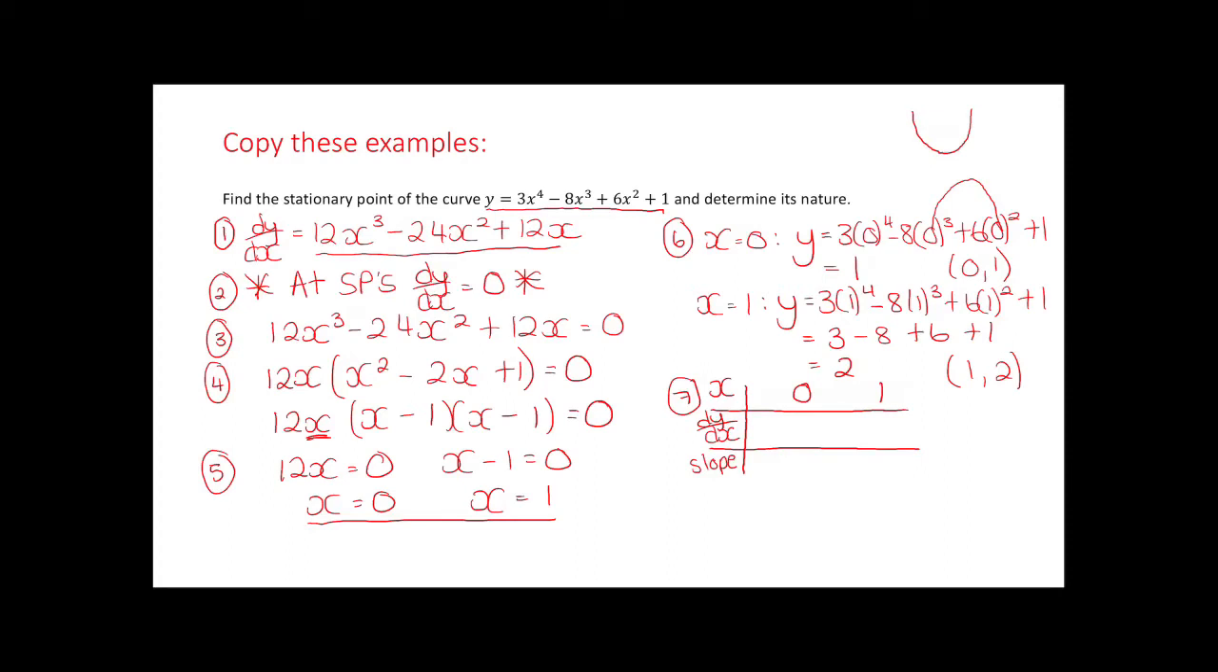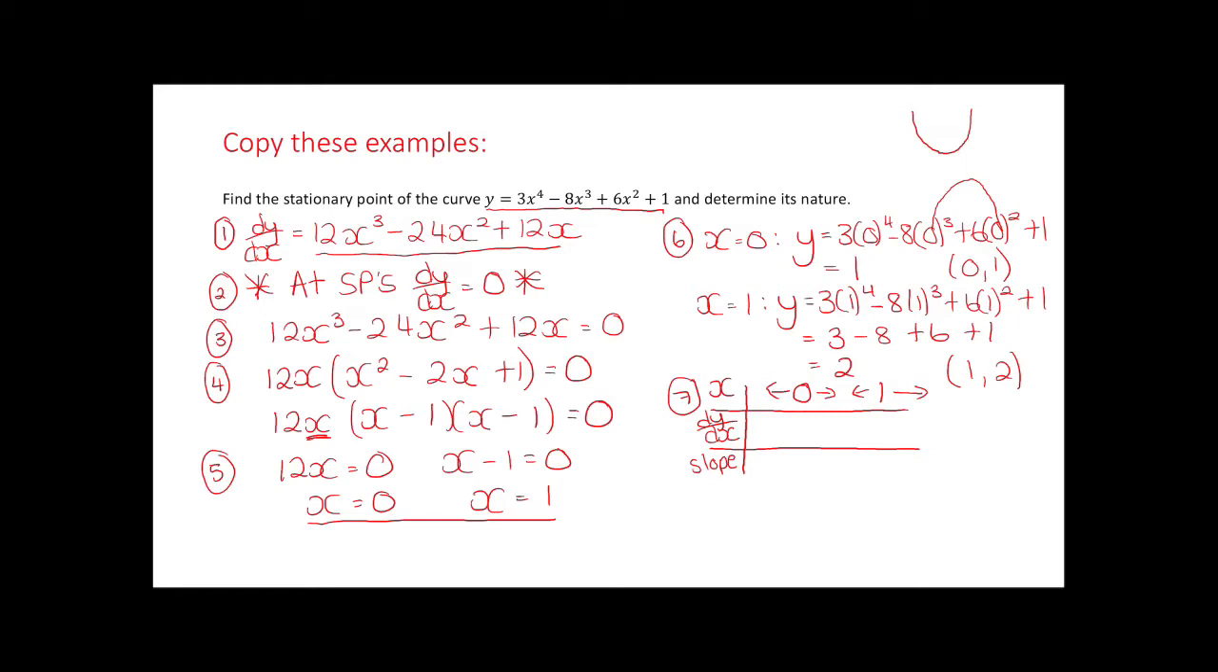Now, this is very, very important. You are then going to find the nature by substituting in values that lie less than, between, and more than these values. So you're going to substitute in a number that's less than 0, and you're going to substitute in a number that's greater than 1. You're also going to substitute in a number that lies somewhere in the middle of that.